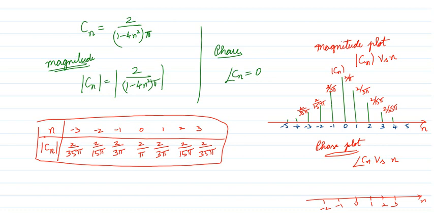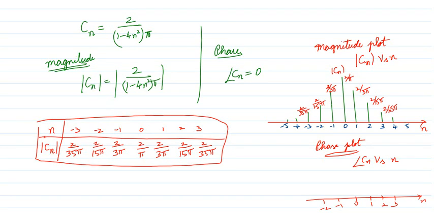Now, I am going to plot the magnitude. For various values of n, I am putting n as minus 3, minus 2, minus 1, 0, 1, 2, 3. In this expression, if you put minus 3, you will get 2 by 35 pi. If you put minus 2, you will get 2 by 15 pi. If you put n as minus 1, you will get 2 by 3 pi. N as 0 means you will get 2 by pi. Note down that you will get the same value for 1 and minus 1, 2 and minus 2, 3 and minus 3. Why? Because magnitude of Cn is always even symmetry.